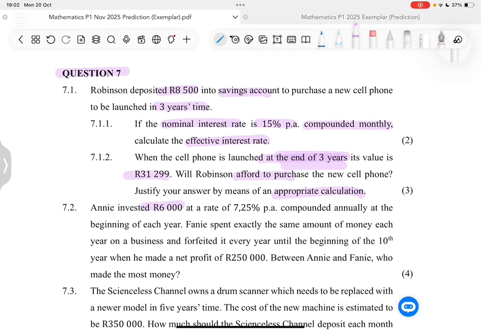Annie invested 6,000 at a rate of 7.25% per annum compounded annually at the beginning of each year. Fanny spends exactly the same amount of money each year on a business and forfeited it every year until the beginning of the 10th year when he made a net profit of 250,000. Between Annie and Fanny, who made the most money?